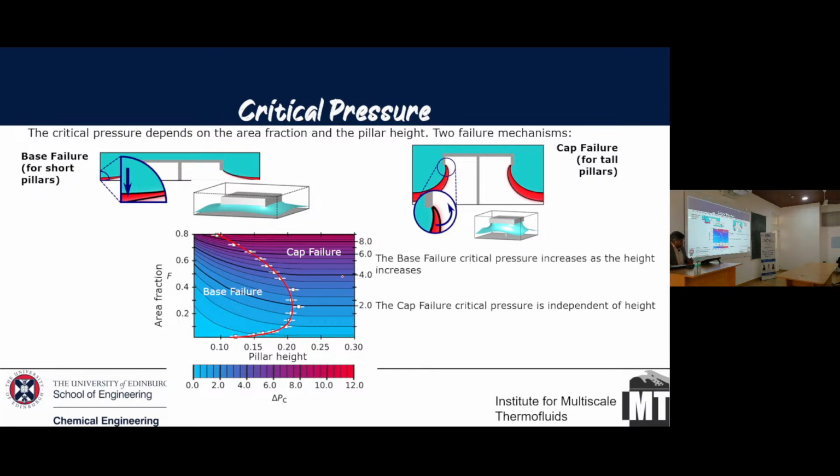Okay, so this is what we have seen. One of the key results is that if you want to have a base failure, the base failure critical pressure increases as height increases, because as height increases, you won't have a base failure anymore. You will have a cap failure. But the problem with cap failure is that it can happen at any height. It's ultimately dependent upon this region, completely there.